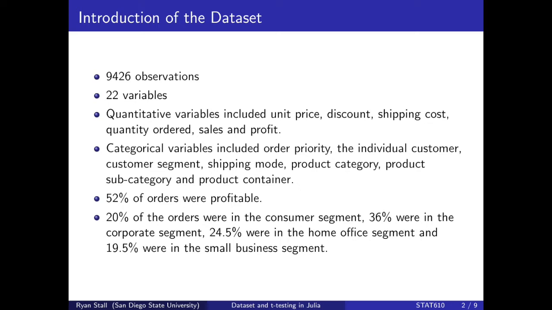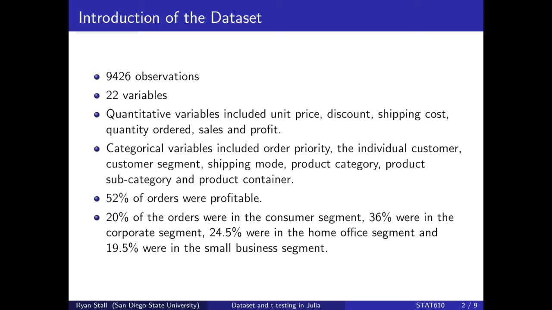It is a mixture of both quantitative and categorical variables. The quantitative variables included, but were not limited to, unit price, discount, shipping cost, quantity ordered, sales, and profit. The categorical variables included, but again were not limited to, order priority, the individual customer, customer segment, shipping mode, product category, product subcategory, and product container.